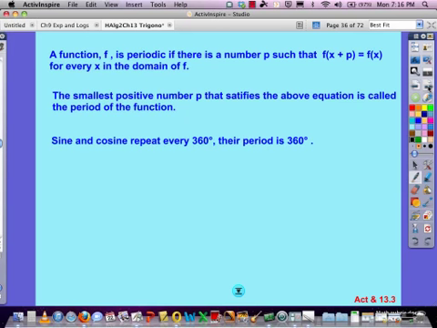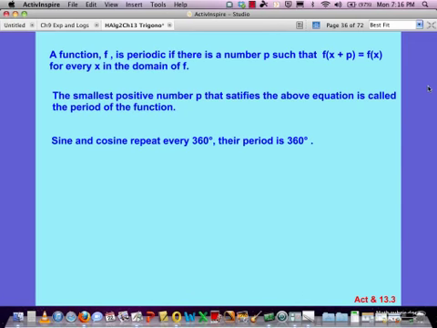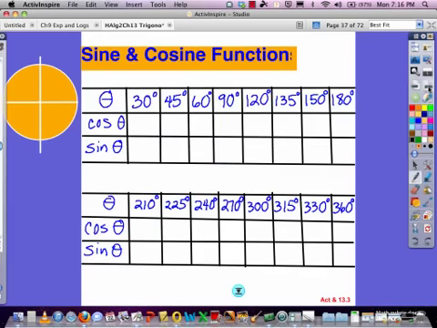So what is the smallest amount of rotation I can go through in this case, since we're on a unit circle, and still give me back to where I started? And as you can see, sine and cosine definitely will repeat after we have one full revolution. Okay, so 360 degrees.